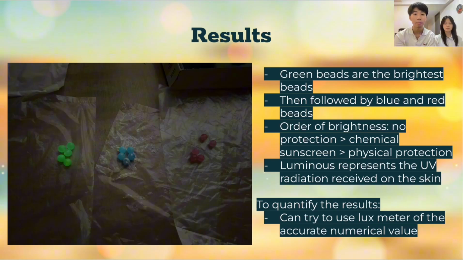The brightness of the bead represents the amount of energy from UV radiation absorbed by the beads, meaning that it is not being pre-absorbed by the protective layer. The brighter the glow is, the less effective the protection was, because more energy is absorbed by the beads instead of the protection layer. So in conclusion, physical protection is more effective than chemical protection and no protection.